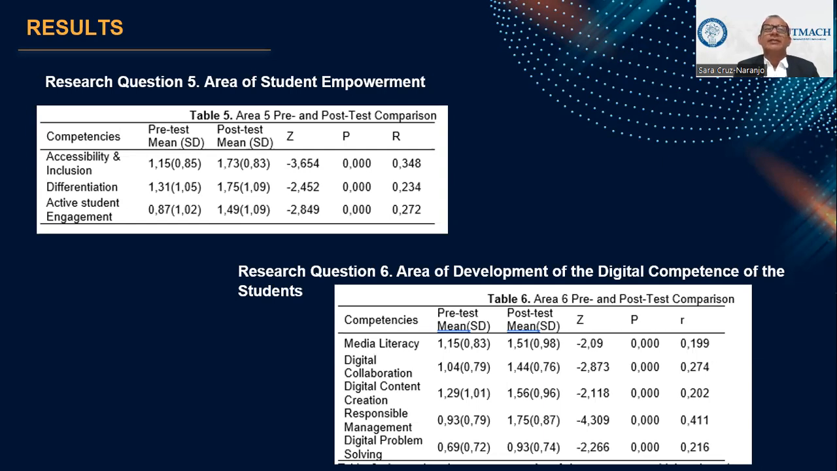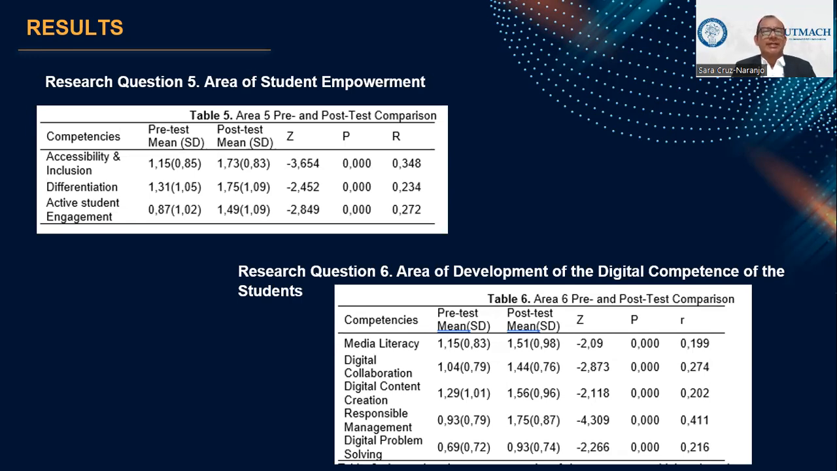Table 5 shows that the average results of the post-test are higher than those of the pre-test in all the competencies analyzed in the digital competency area of students' empowerment. Similarly, through the Wilcoxon signed-rank test, it is confirmed that there are statistically significant differences between the pre-test and post-test in all competencies. In addition, if we review the effect size, a medium or moderate effect can be observed in all the competencies analyzed.